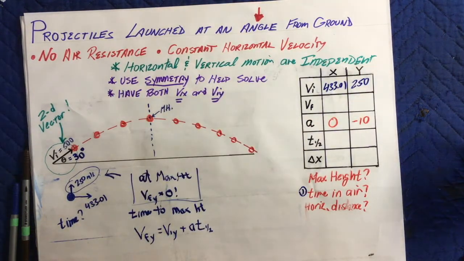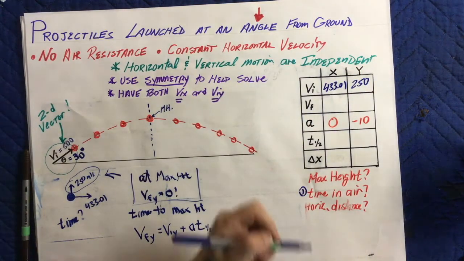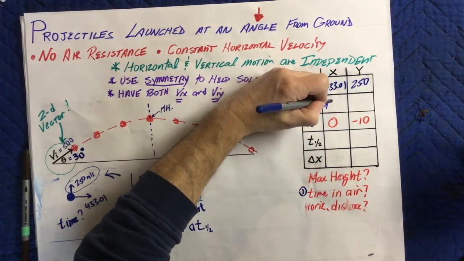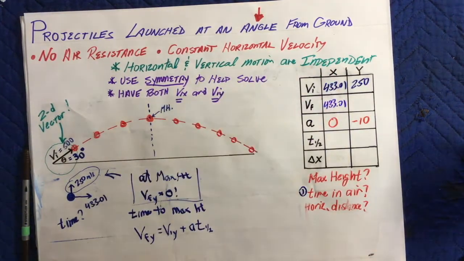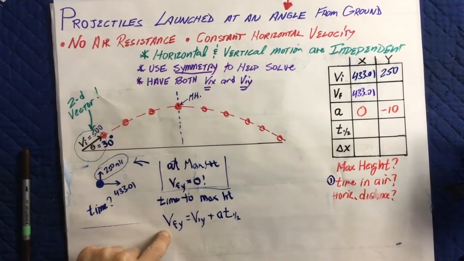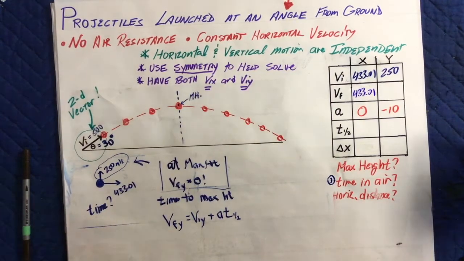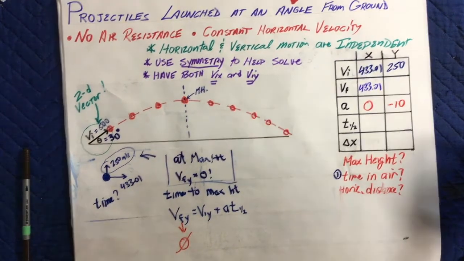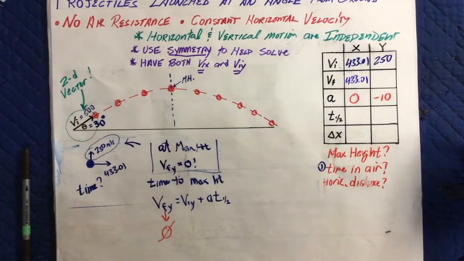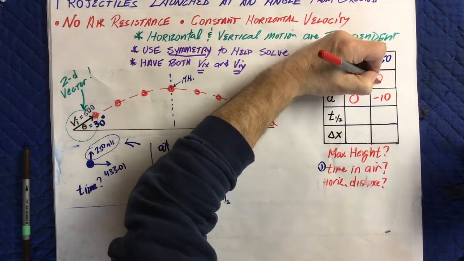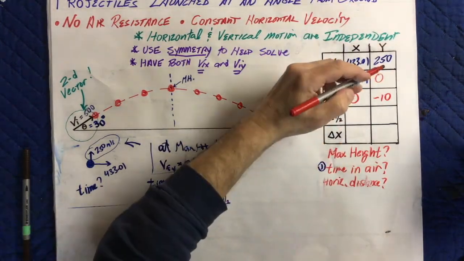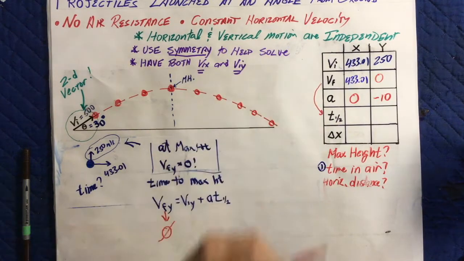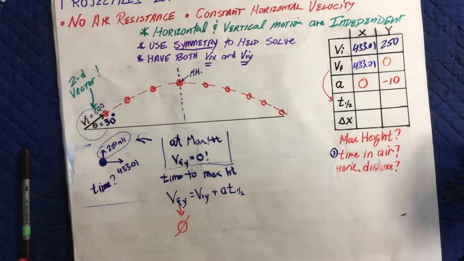The velocity in the x direction, well, unless something changes, we're moving at 433.01 until it hits the ground. Now, if we're solving here, at that point, the y velocity at that one location is 0. So if I put a 0 in here, I have to be mindful of the fact that this is allowing me to solve for my t1 half, and only my t1 half.